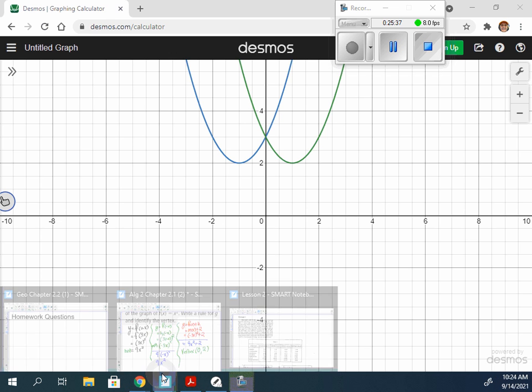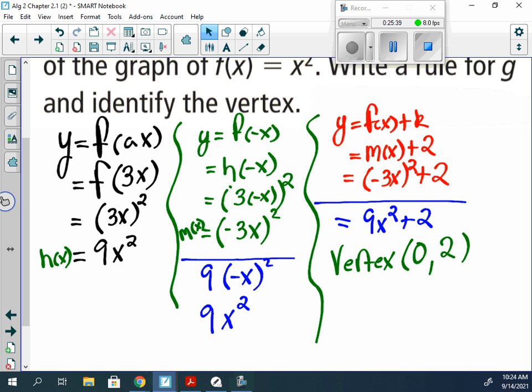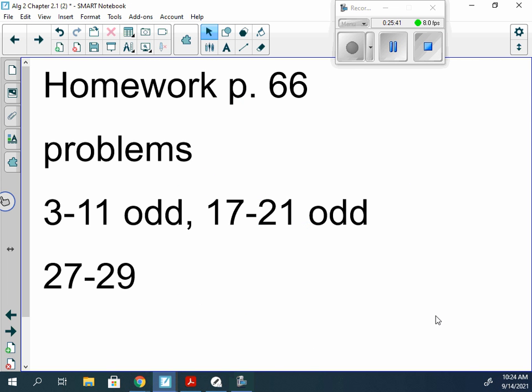But, well, let's go back over here. That is it for 2.1. I broke it up into 2 days so that we can actually delve into that deep enough.